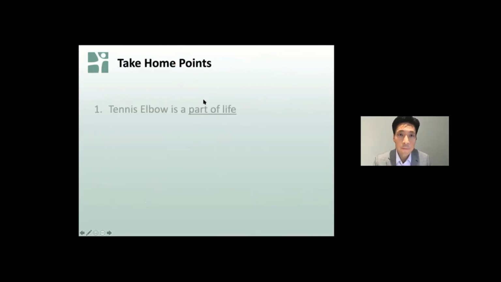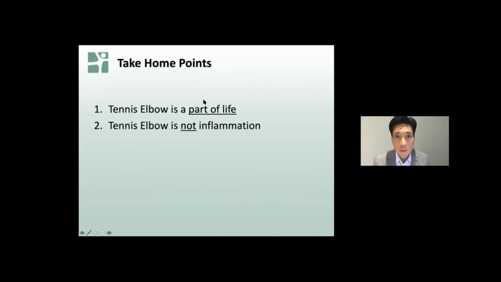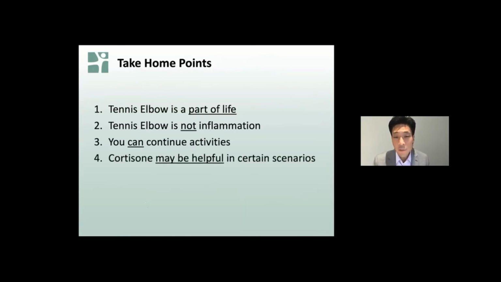Okay. So a couple take-home points just about tennis elbow. Tennis elbow is so common, we think of it as a part of life. It's not inflammation, it's not really tendonitis. You can even continue some activities because it's not a dangerous problem. You could think about cortisone sometimes in certain scenarios. Sometimes surgery could be appropriate. So all things to consider when you think about tennis elbow.